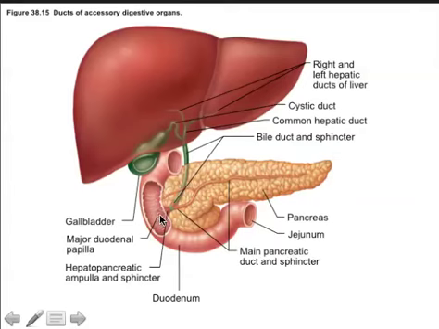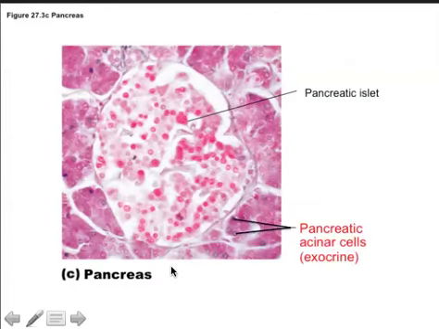Okay, so you want to know the papilla, you want to know the hepatopancreatic ampulla, which is the widened chamber where these two ducts come together, and you want to know the sphincter, the hepatopancreatic sphincter, also sometimes called the sphincter of Oddi, O-D-D-I. Now, if we were to look at pancreatic tissue under a microscope, you would see tissue that's involved both in the exocrine and the endocrine function of the pancreas.